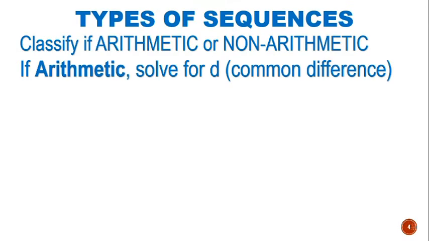Okay? So, given any sequence, if you are to classify kung arithmetic siya or non-arithmetic, pag daw arithmetic, isosolve natin yung D. So, let's try. 5, 10, 15, dot, dot, dot. Pag may dot, dot, dot, ibig sabihin, tuloy-tuloy pa yon. May last term kaya yon? Wala. Walang last term. Di natin alam kasi nga tuloy-tuloy siya.